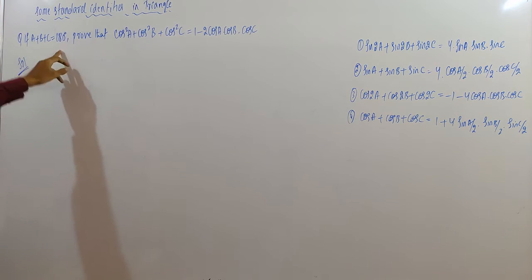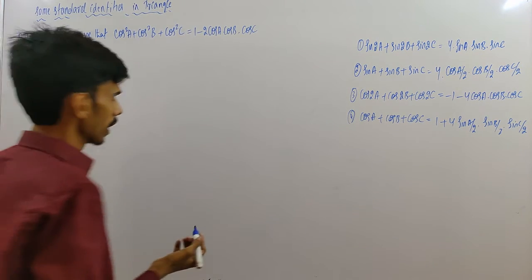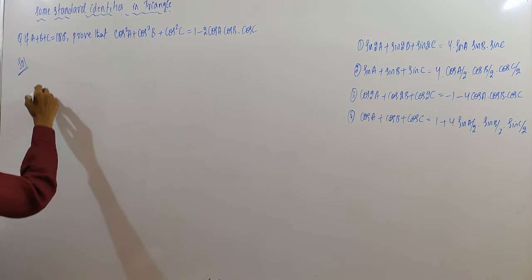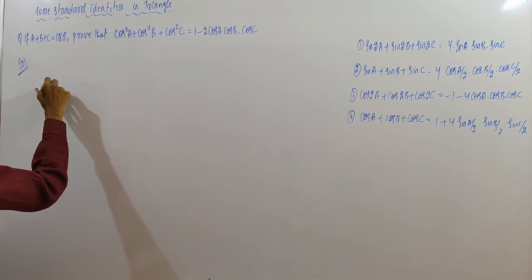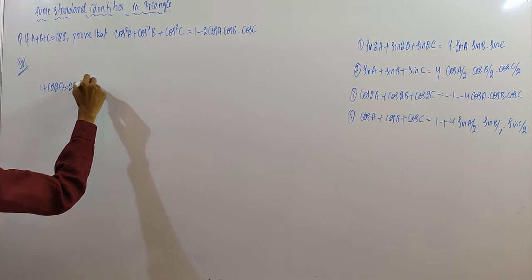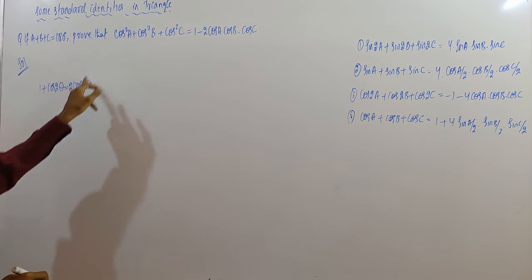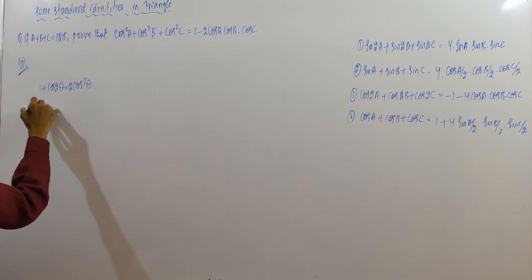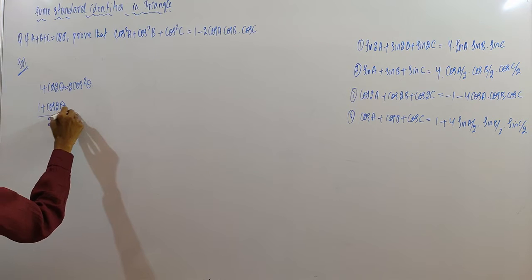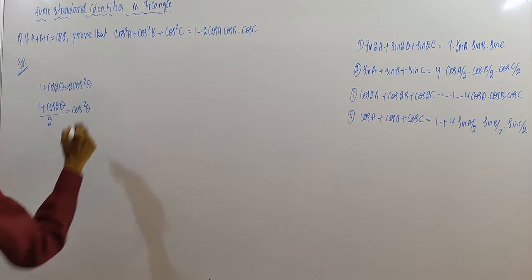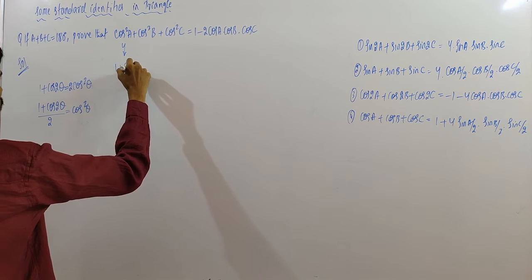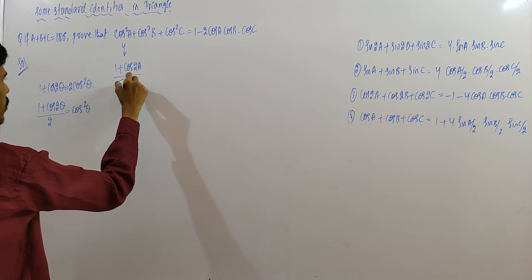Here the sum of angles is 180 degrees. Here we have squares. We already know that 1 plus cos 2 theta is 2 cos square theta. These two are similar, so from this we get cos square theta equals (1 plus cos 2 theta) by 2. So convert this cos square A as (1 plus cos 2A) divided by 2.